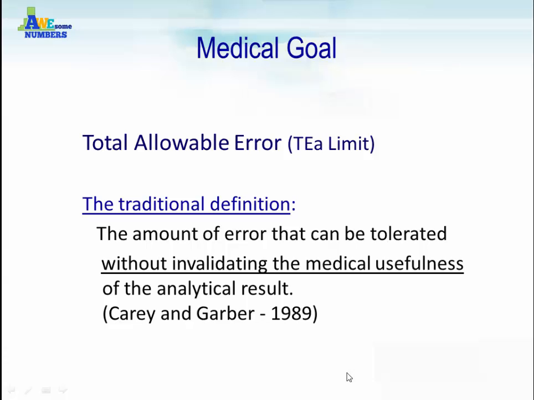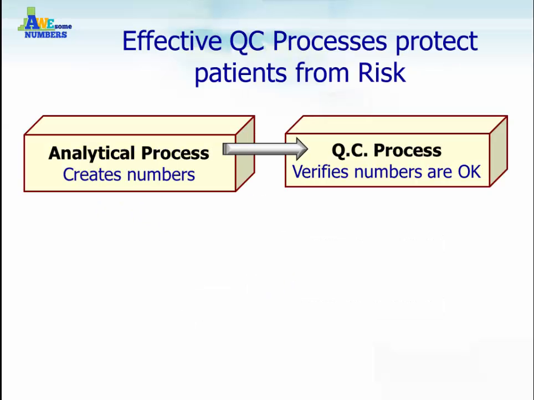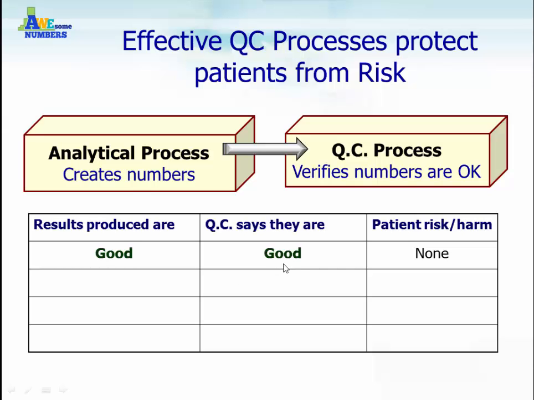What is the medical goal? The medical goal is the absolute amount of error that you will tolerate before you stop reporting and fix the method. It is the amount of error that can be tolerated without invalidating the medical usefulness of the analytical result. That, I believe, is the traditional, the original definition, and certainly it makes sense. Medical lab results should be medically useful. Effective QC processes protect patients from risk.